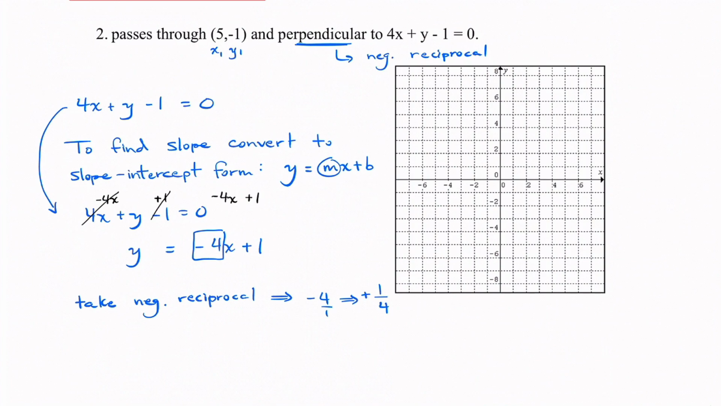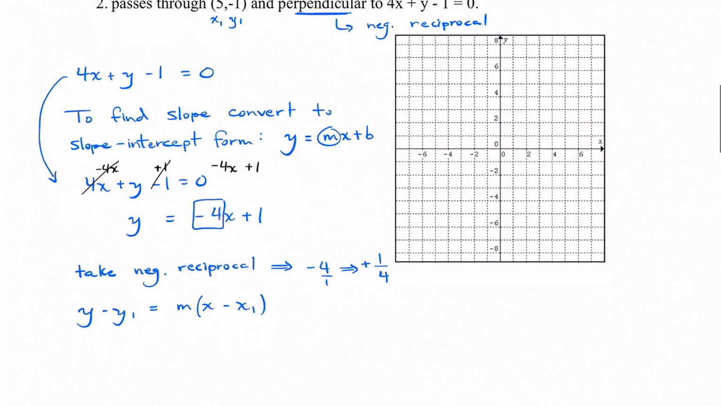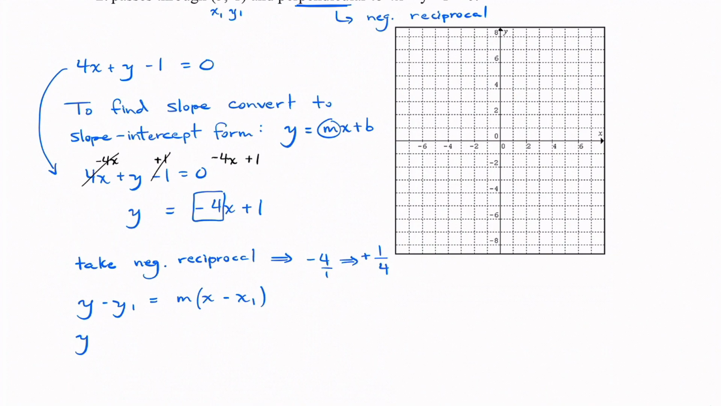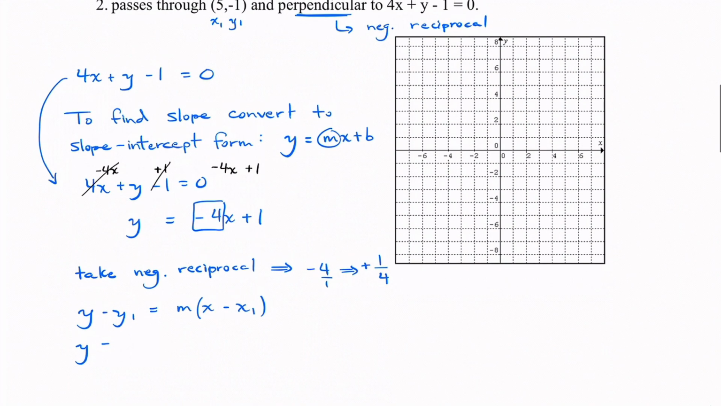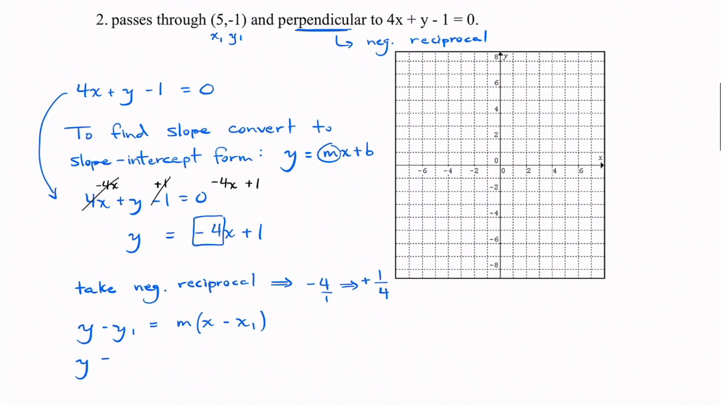So I'm going to put everything into my slope point form. So that's y minus y1 equals m times x minus x1 in brackets. Then we're going to plug everything into this. So we're going to have y minus y1, we labeled up top there. That was the negative 1. So negative 1 equals, and then m we just found, it was 1 over 4.